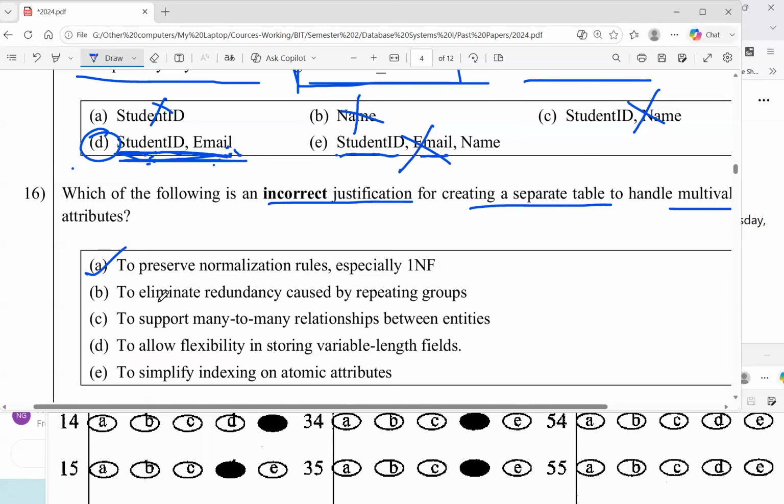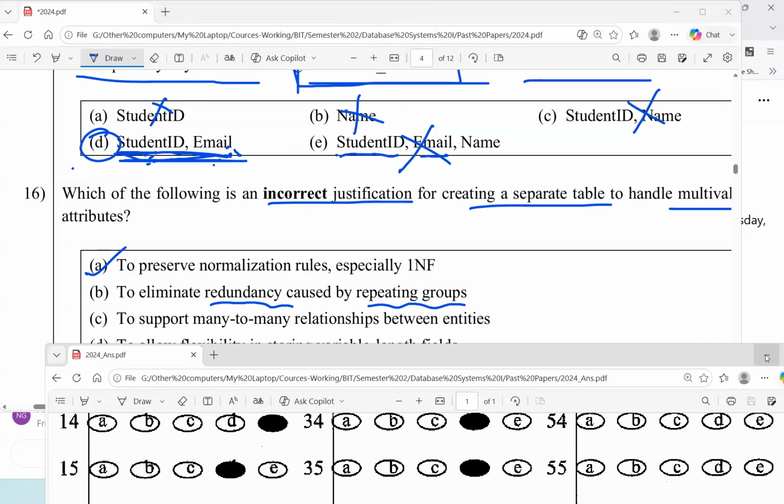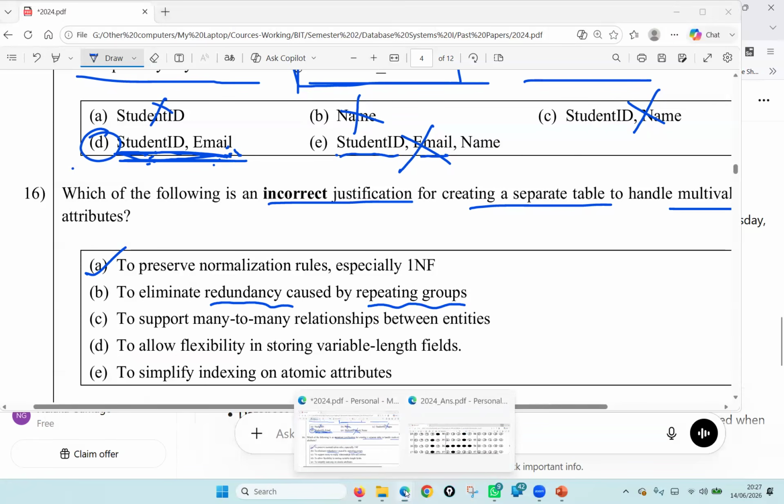Second one, to eliminate redundancy caused by repeating groups. That is also correct, right? I did not take repeating groups as an example in the notes, so I will explain it.